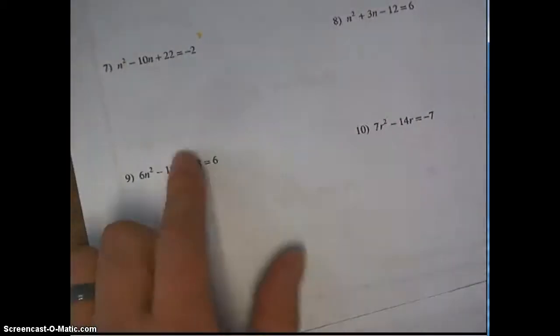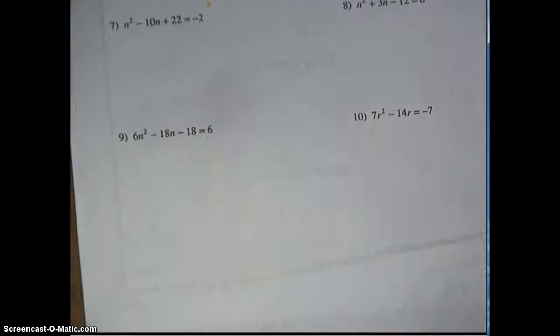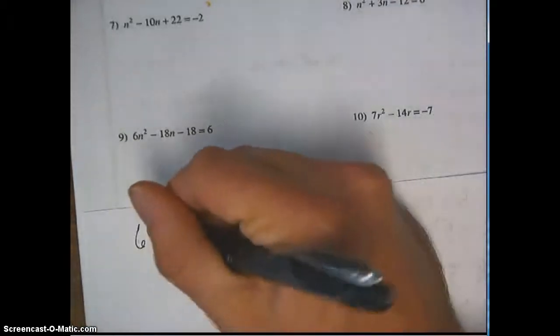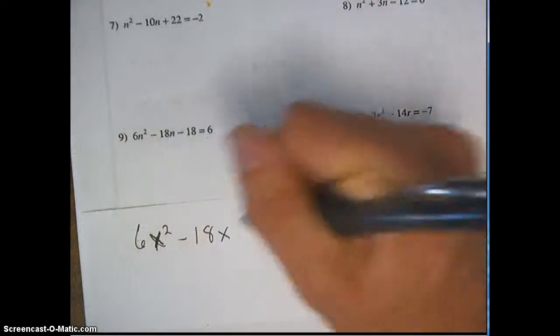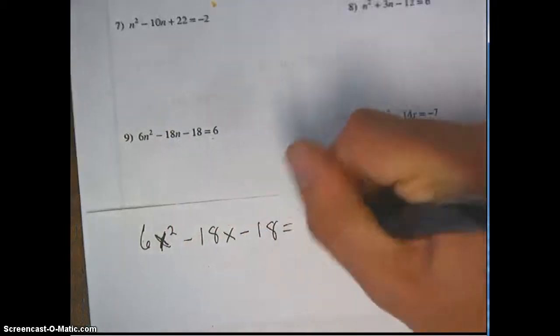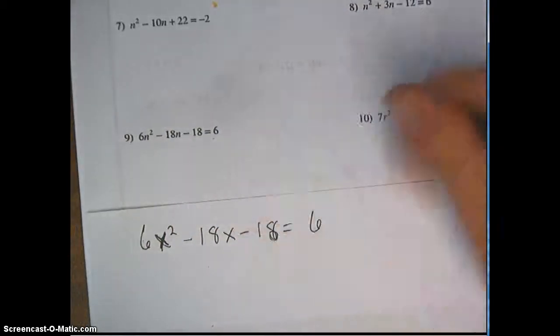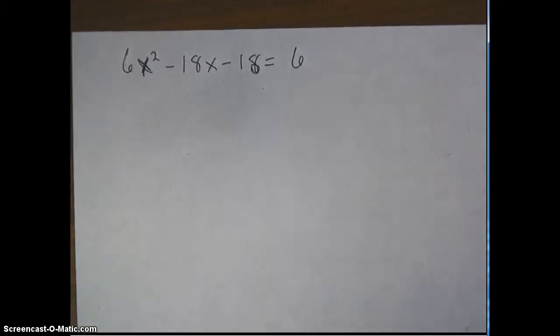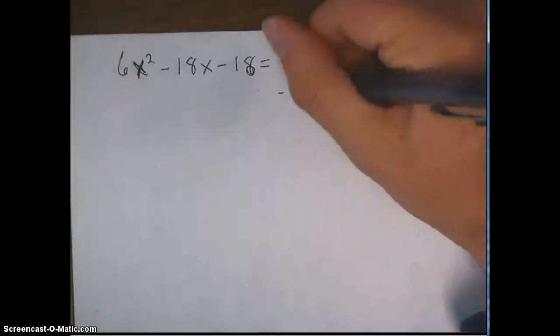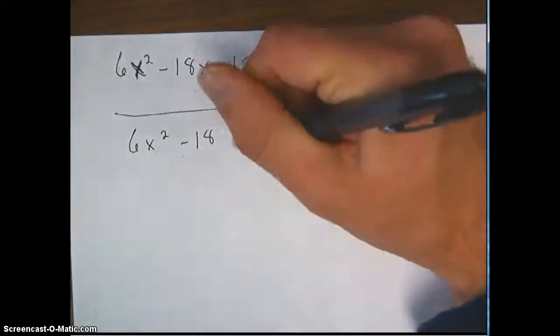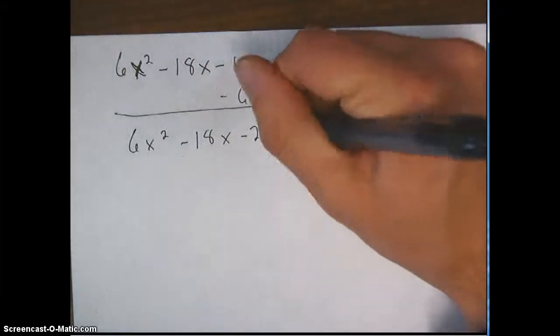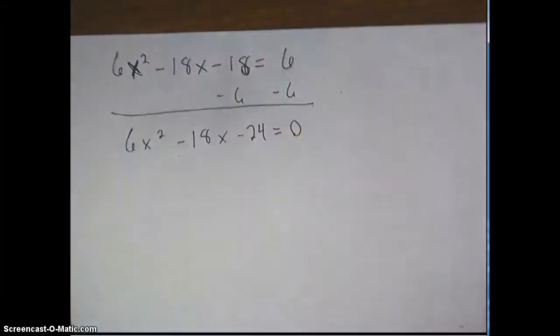And if it's all right with you, I'm just going to change all these n's to x's. So I'm going to write that as 6x squared minus 18x minus 18 equals 6. I've got to get an equals 0 first and foremost, so I'm going to subtract 6. It's going to leave me with 6x squared minus 18x minus 24 equals 0.